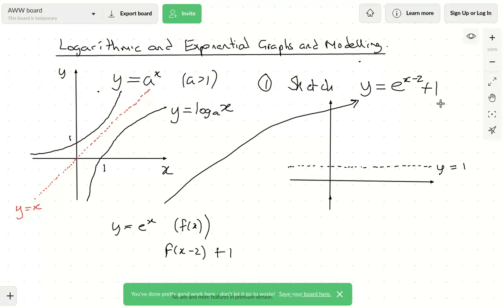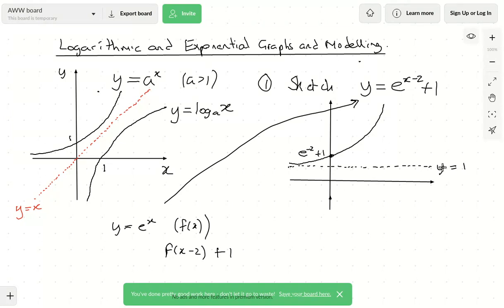It's always bigger than y equals 1, because this part of the function is strictly positive, and after you're adding 1 to it, well, it's going to be strictly greater than 1. And so you'd end up with a curve which looks something like that. Now, it's always nice to put the intercepts on, and if you let x equal 0, you can see the y-intercept is going to be at e to the minus 2 plus 1.